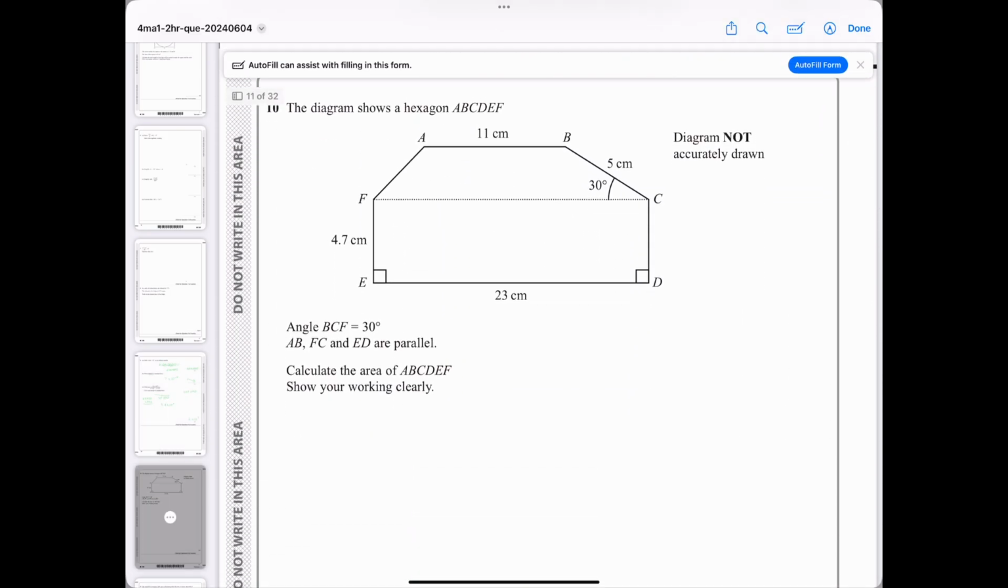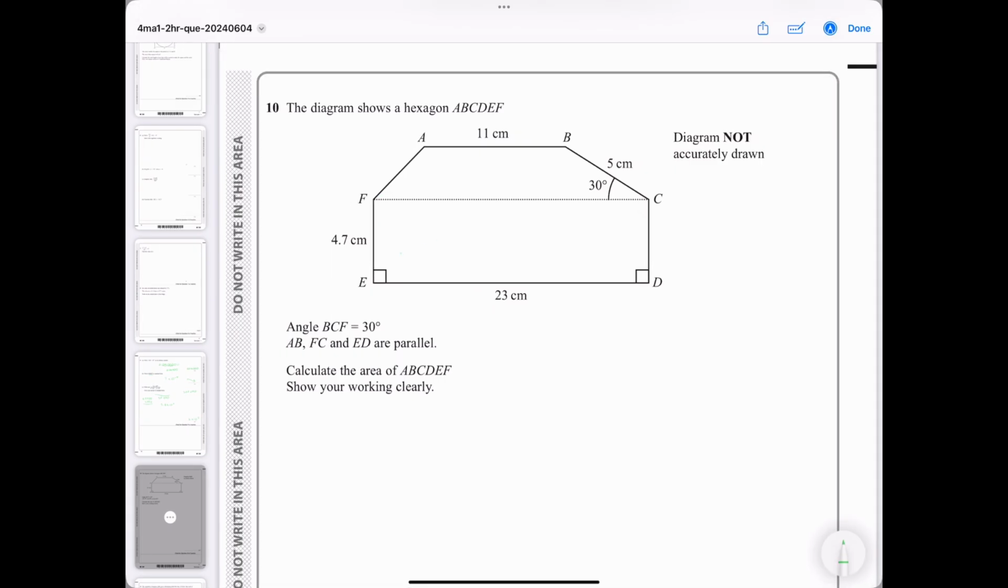Right, the diagram shows the hexagon. Well, we've got to calculate the area. So I'm not going to think about anything else first. I'm just going to assume the bottom bit here is a, what's the thing called? It's a rectangle, so it's 23 times 4.7, which equals 108.1. So just remember to add that on at the end, because I've got this funny feeling I'm not going to. Right, how do we find the area?